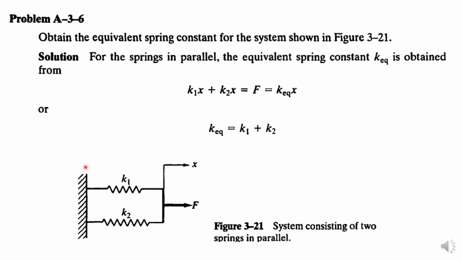And for F, we can assume we have only one equivalent spring here. The equivalent spring multiplied by the displacement X should equal F, which equals K equivalent multiplied by X. So we can get K equivalent equal to K1 plus K2. So if we have two parallel springs, the equivalent stiffness, the spring constant, should be the direct summation of the two parallel spring constants, K1 plus K2.